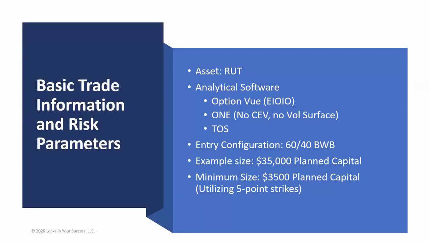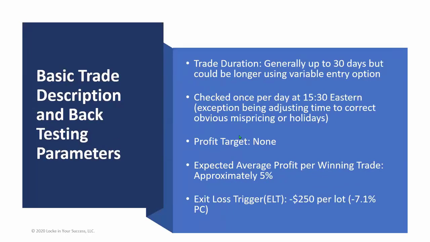Our example sizes are going to be $35,000, but realistically it's simple enough where you can just trade it with a size of $3,500. To trade it exactly as we show in our examples, you'd have to use a 2-lot, which is a $7,000 planned capital. But if you go in and use 5-point strikes, $35,000 is easy enough. So, basic trade description and back testing parameters.